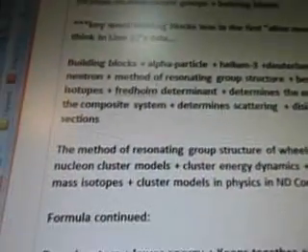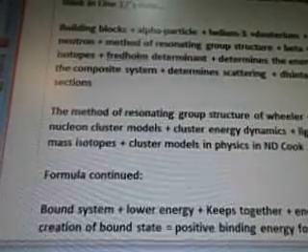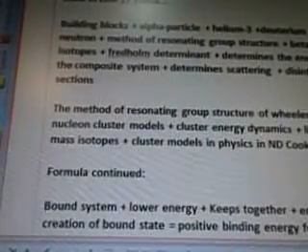Plus the alpha stable isotopes plus Fredholm determinant plus determines the energy values of the composite system plus determines scattering plus disintegration cross sections. The method of resonating group structures of Wheeler plus theory plus nucleon cluster models plus cluster energy dynamics plus light plus heavy plus mass isotopes plus cluster models in physics in N.D. Cook 2006. Formula continued, bound system plus lower energy plus keeps together plus energy released plus creation of bound state equals positive binding energy for fusion.